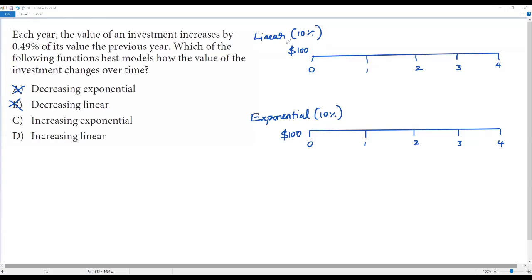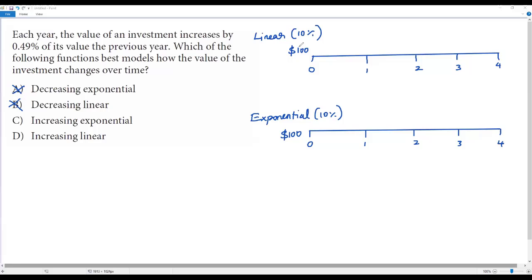So linear growth by 10% means that at the end of the first year, 10% of the investment is calculated, 10% of 100. You may have a question: why should we use 10%? Actually, it is 0.49%, which is just a weird number. Our aim is to understand the difference between linear growth and exponential growth. So if I use 10%, it's easier for me to do the calculation on this $100. So that's why I've taken this 10% and this $100 just as an example.